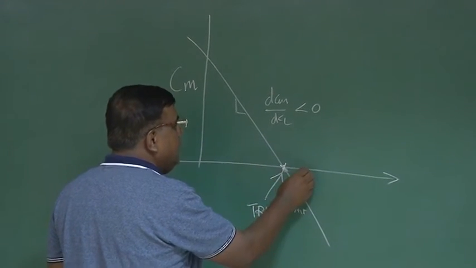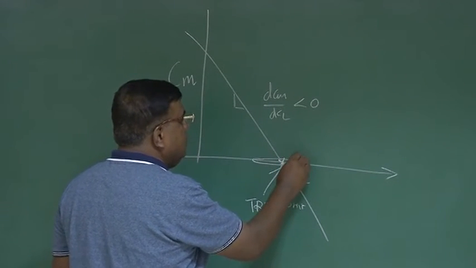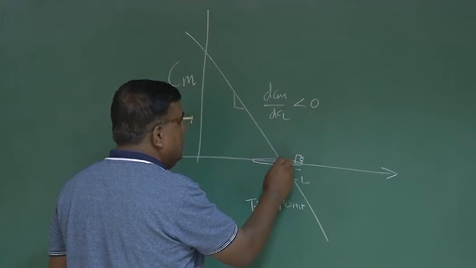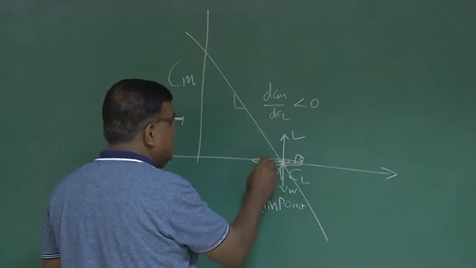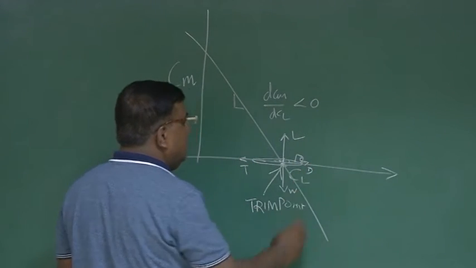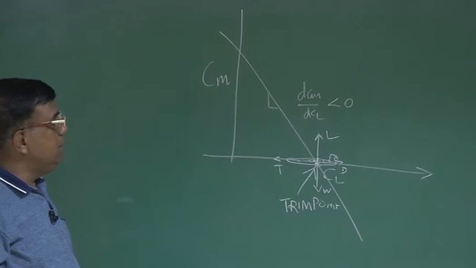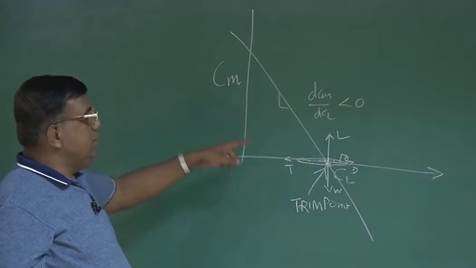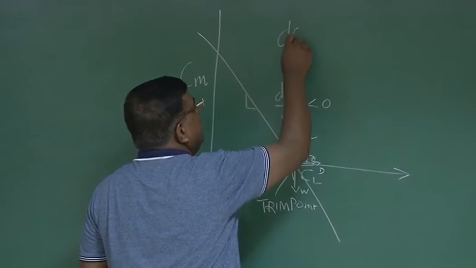If you try to visualize, it actually means the aircraft is, let's say cruise is our equilibrium point. This aircraft is here where lift is equal to weight, thrust is equal to drag, and this is one equilibrium, right? And when I have drawn Cm versus Cl, the slope is nothing but dCm by dCl.